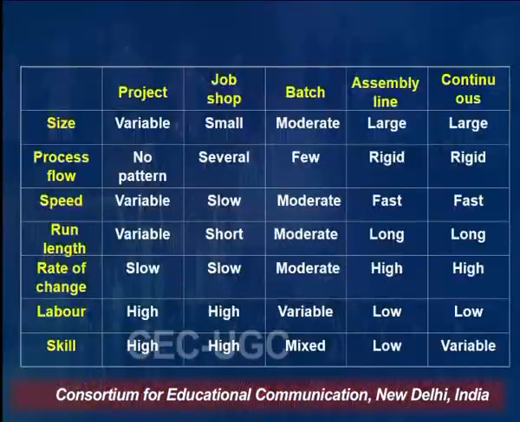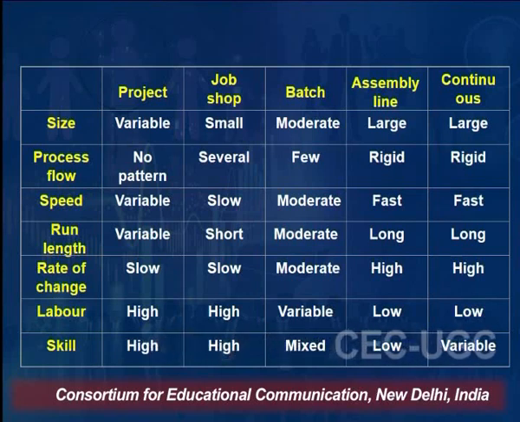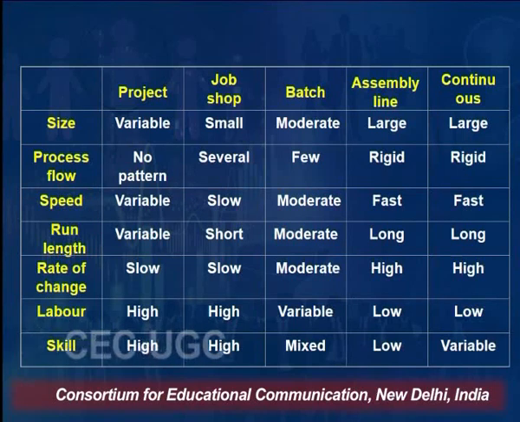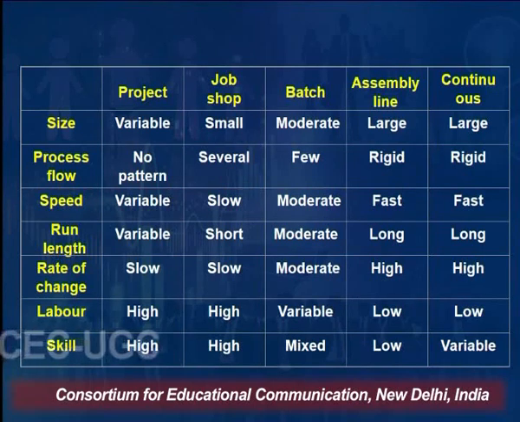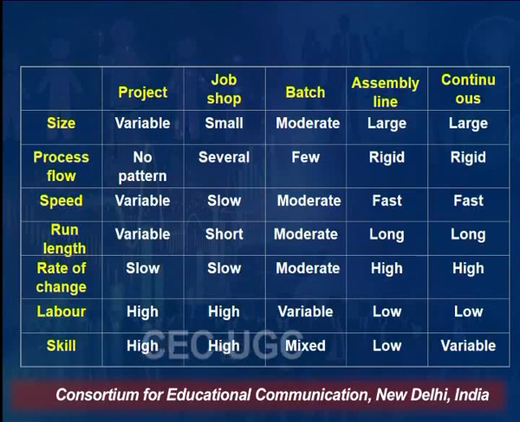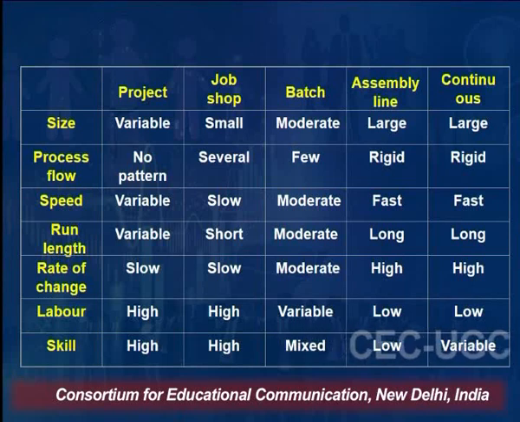Now let us see a very comprehensive chart wherein we will compare the project processes, the job shop processes, the batch processes, the assembly line and the continuous process. So we are comparing all of them with respect to size. In a project process, the size is variable. Sometimes the size may be very large, sometimes it is medium. In a job shop, generally the size of the product is smaller. In a batch production, the size is moderate. In assembly line, again it is large. In continuous, it is large. That is, volumes are very large.